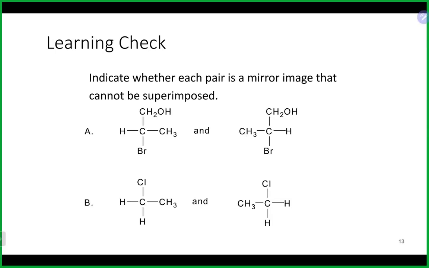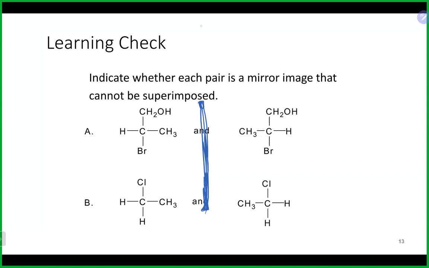All right, so take a moment here and decide: is each of these mirror images? So imagine a mirror right there. And can the double negative in this sentence indicate whether each mirror image can or cannot be superimposed?